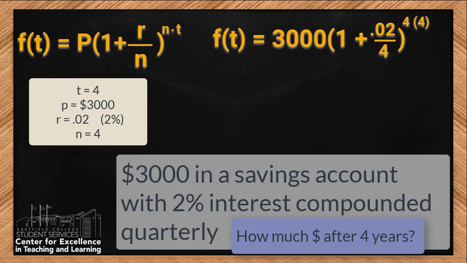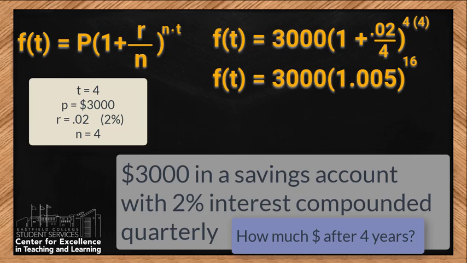You can think about simplifying this a little bit. This is going to be 1.005 raised to the 16 power, and think about plugging it in your calculator. You can either plug it in one step at a time, being careful of order of operations, or you can plug it in all at once in your graphing calculator, and you get one answer. You get an answer like $3,249.21 if you're rounding. That doesn't seem like a ton of money, but remember, you're only getting 2% interest, so it's not a lot from your savings account.